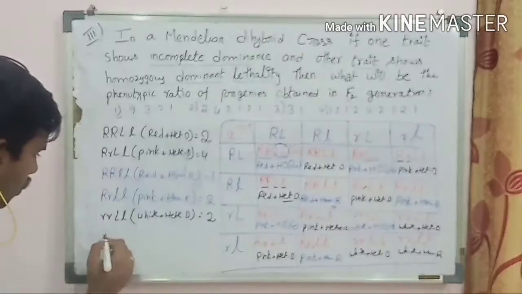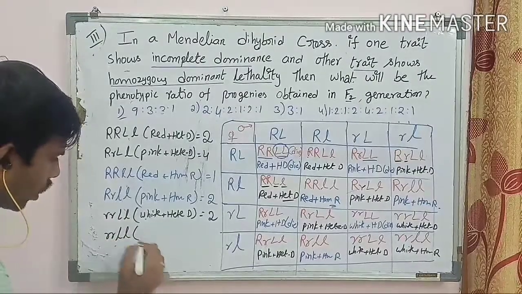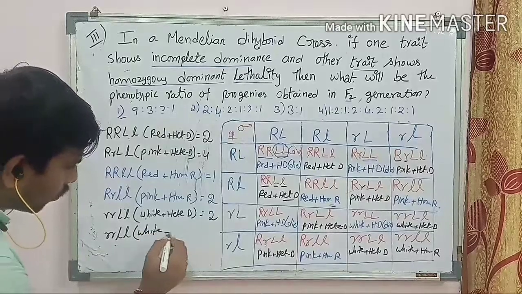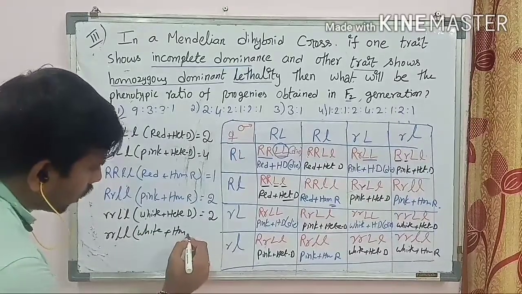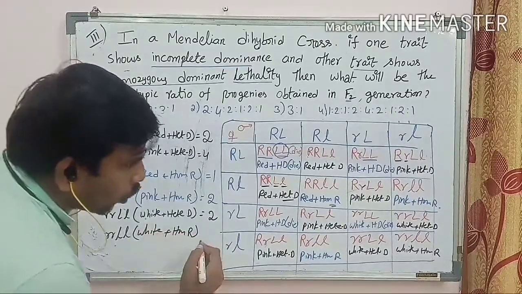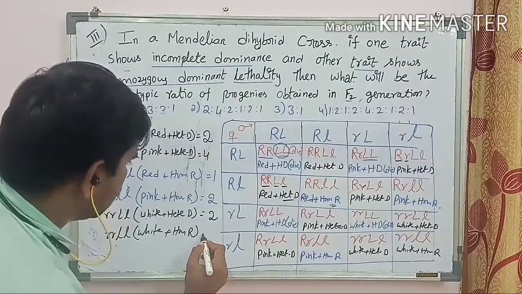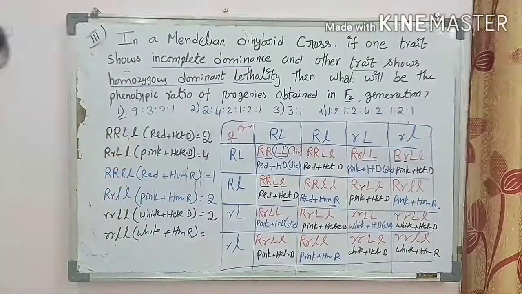And the last one, if you see, this is white plus homozygous recessive. This is small r, small l. White plus homozygous recessive. Now how many are there? Only 1.